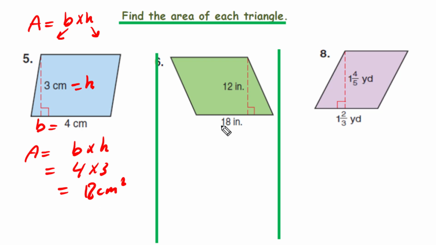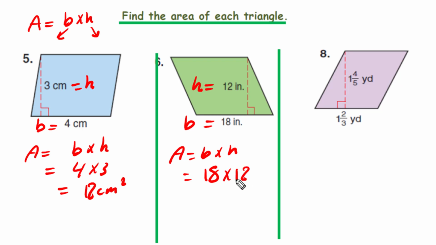Next parallelogram, ask yourself, base equals 18, height equals 12. So to find the area of the parallelogram, just multiply base by height. Base equals 18, height is equal to 12. 18 times 12 is equal to 216 square inch. It's easy to multiply.